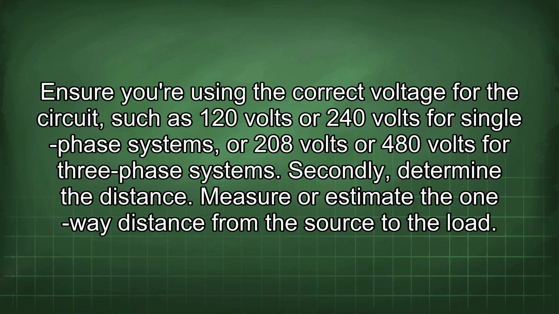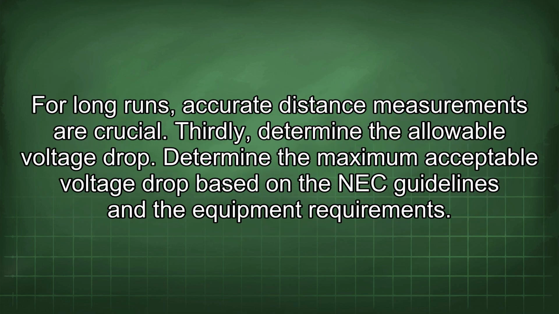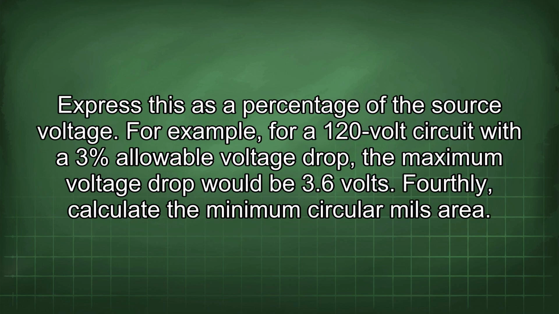Secondly, determine the distance. Measure or estimate the one-way distance from the source to the load. For long runs, accurate distance measurements are crucial. Thirdly, determine the allowable voltage drop. Determine the maximum acceptable voltage drop based on the NEC guidelines and the equipment requirements. Express this as a percentage of the source voltage. For example, for a 120 volt circuit with a 3% allowable voltage drop, the maximum voltage drop would be 3.6 volts.